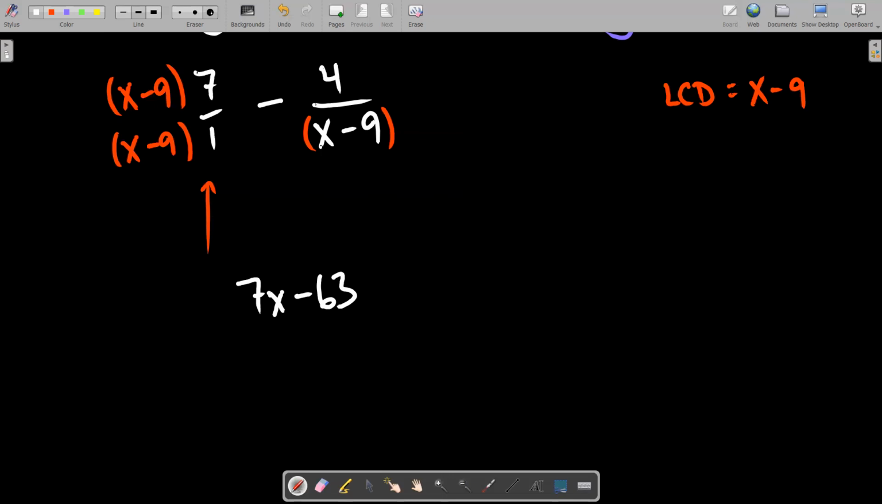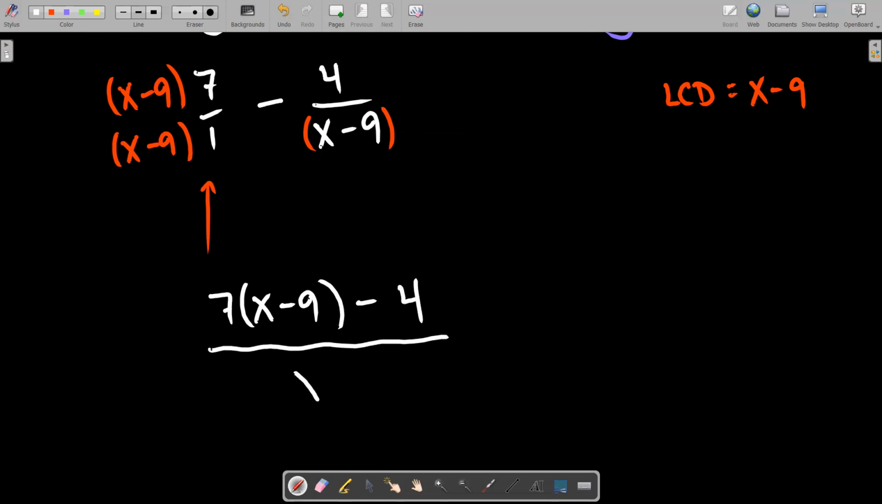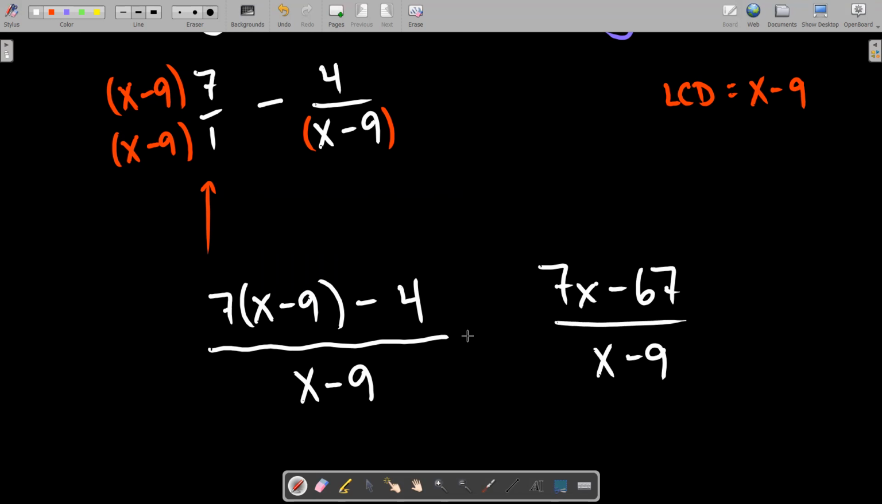It's not going to work that way, because we have to blend the fraction. So I'll run through this with you. If I leave the top like this, and then I, of course, put the minus 4. You do understand, of course, that those x minus 9s cannot cancel, right? Right, because it's part of a subtraction problem. So what's going to wind up happening is on top, I'm going to wind up with 7x minus 67 all over x minus 9.